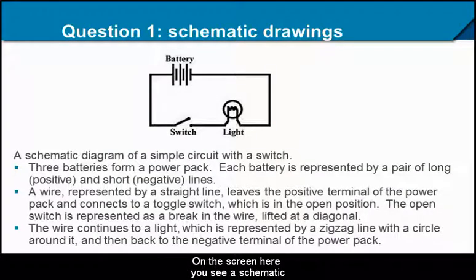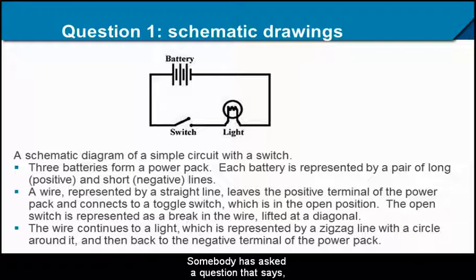On the screen here you see a schematic of a simple circuit with a switch, and that would be the brief summary. Schematic diagram of a simple circuit with a switch. And then I've broken this one down into 3 bullets. The first one is: 3 batteries form a power pack. Each battery is represented by a pair of long positive and short negative lines. A wire representing a straight line leaves the positive terminal of the power pack, connects to a toggle switch, which is in the open position, and the open switch is represented as a break in the wire lifted at a diagonal. And then the final bullet: the wire continues to a light, which is represented by a zigzag line with a circle around it, and then back to the negative terminal of the power pack.